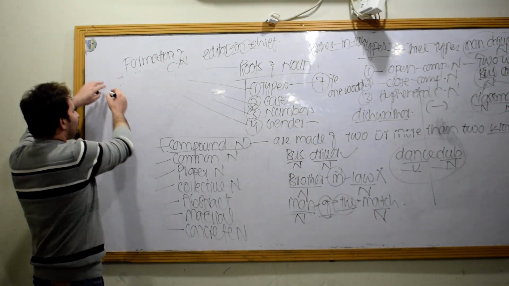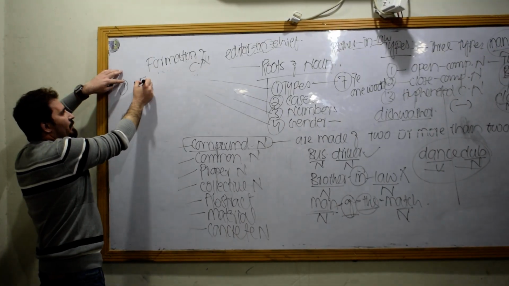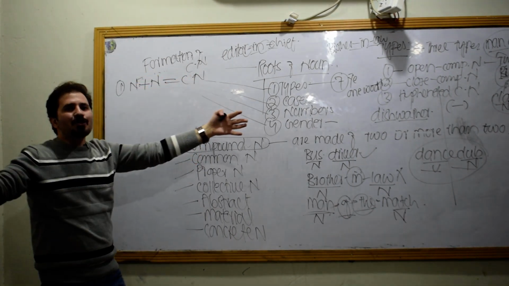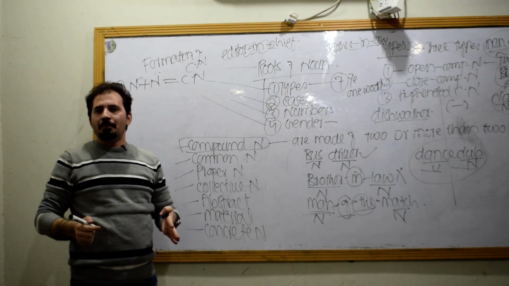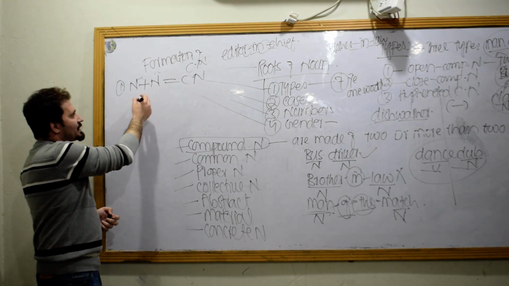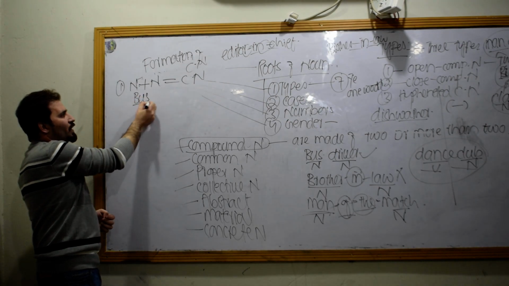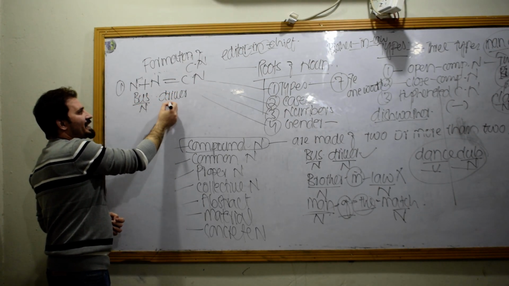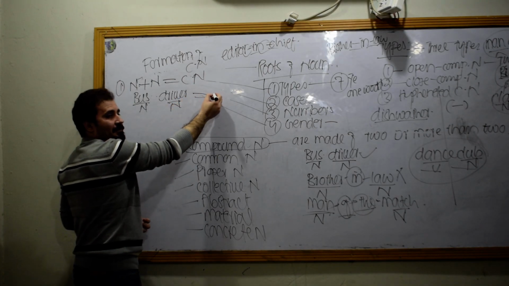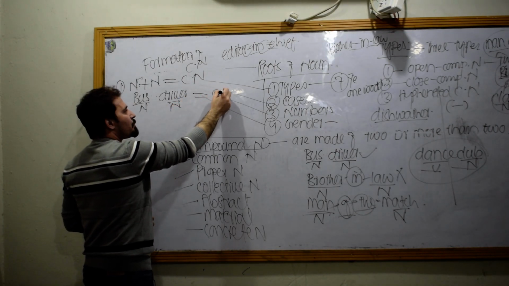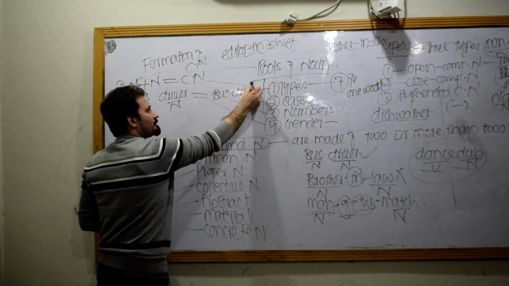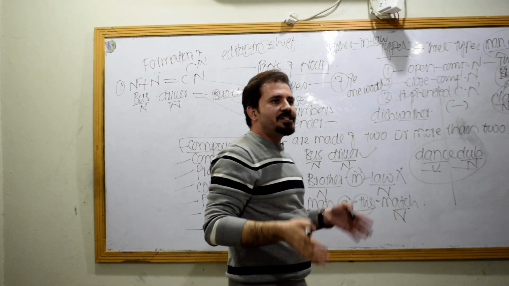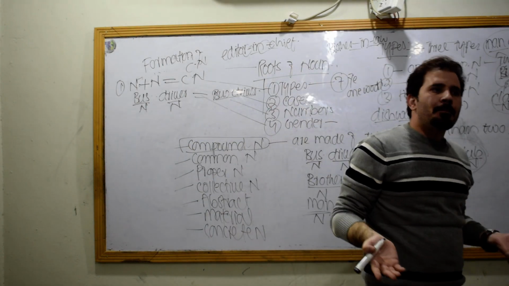So the first formation is very easy. Noun plus noun can make a compound noun. Two nouns come together, it makes what? It makes a compound noun for us. For example, look, bus is one noun. Clear? Driver is another noun. Two nouns are here, so it makes a compound noun. Very good. Bus driver. We can simply say noun plus noun is called compound noun.